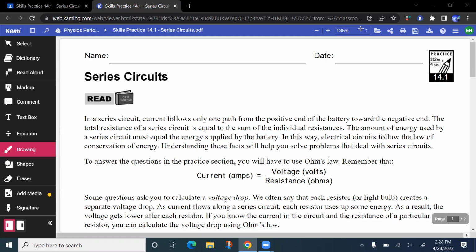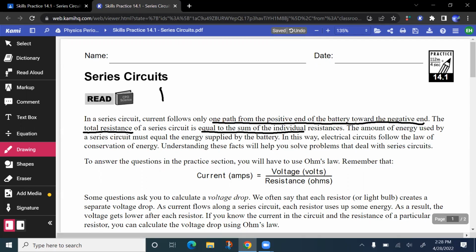In a series circuit, current follows only one path from the positive to the negative end of the battery. Total resistance is equal to the sum of the individual resistances. Okay, so let's actually write an equation that would help us out.